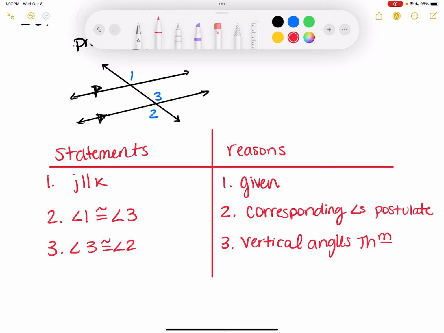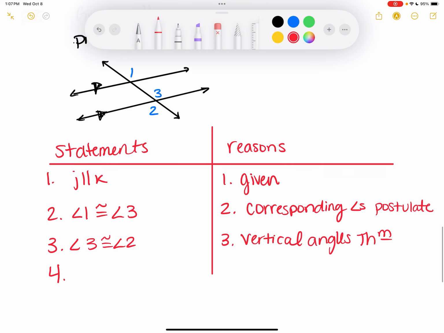Now, I have all of this information. I can now say angle 1 is congruent to angle 2. And what allows me to say that? Again, alternate exterior angles cannot be the reason because I'm trying to prove that theorem to be true. The transitive property. Yep, transitive property. So if you're trying to prove a specific theorem, you can't use that theorem to prove itself, obviously.